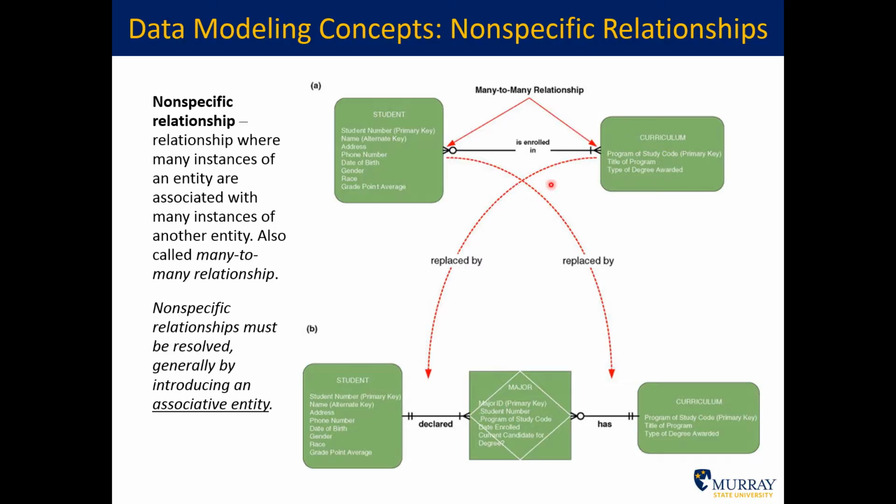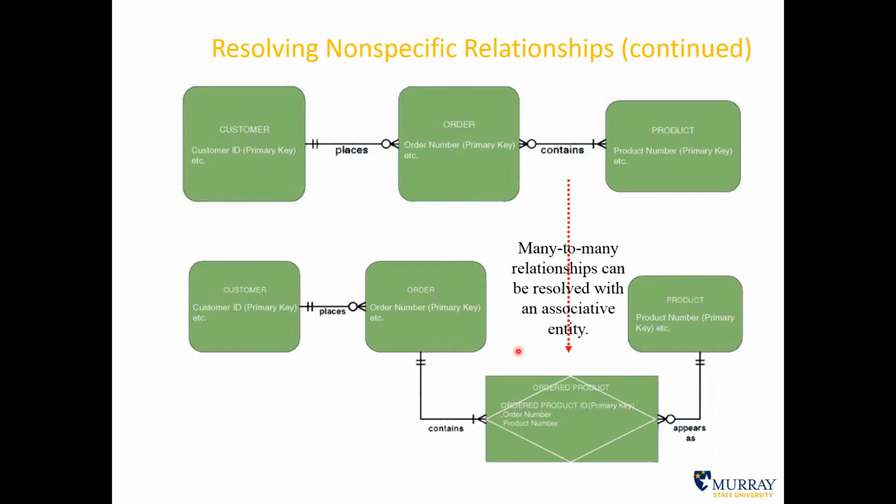Now, a short answer to this question is that you address this problem by resolving this many-to-many relationship. Now, how do you resolve it? Well, you resolve it by introducing something in between, by introducing an associative entity in between. Okay? So this is another illustration of the same principle.